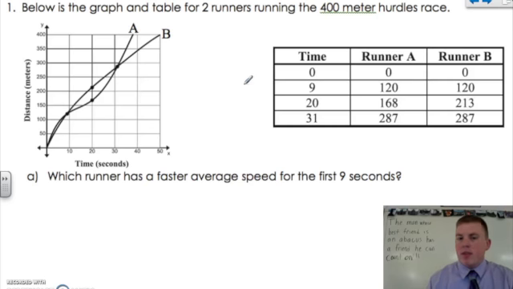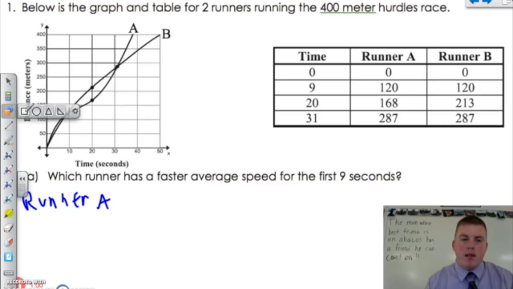So below we're given the graph and table for two runners running the 400-meter hurdle races. We want to know in part A which runner has a faster average speed for the first 9 seconds. So what we are going to need to do is compare the rate of change between runner A and runner B. So I'm going to look first at runner A, if for no other reason than because he comes first alphabetically.